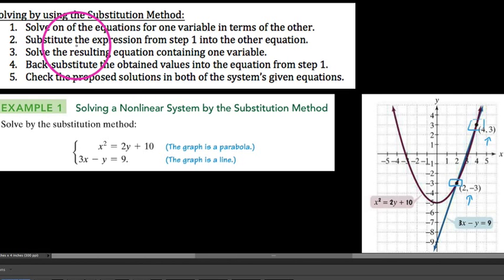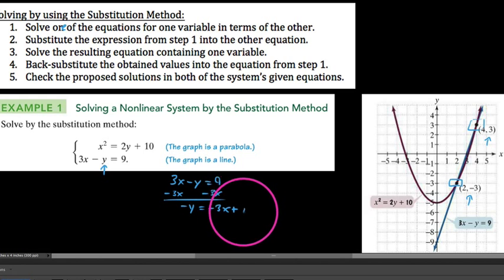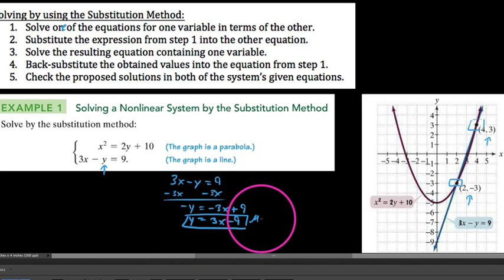So step number one is, let's solve one of the equations for one variable in terms of the other. Looking at both of these equations, I noticed that maybe it's really easy to get y by itself in the second equation. If 3x minus y is equal to 9, I'm going to subtract 3x from both sides of this equation. I would get negative y on the left side, and on the right I'm going to write negative 3x plus 9. Then we can take everything times a negative 1, which would give us y equals 3x minus 9. Now I'll put a box around this. I like to call this one the modified equation. We're going to come back and use this.